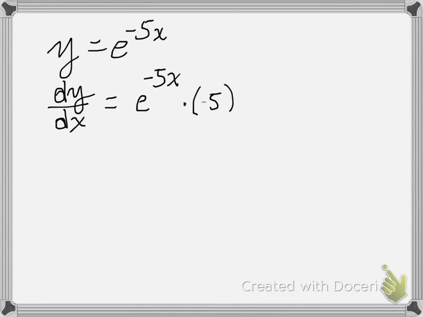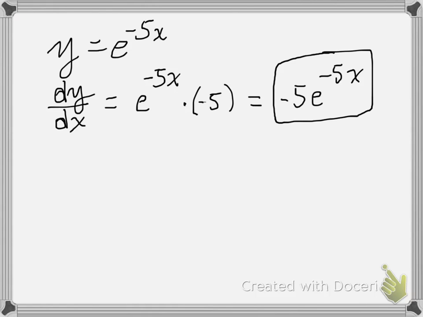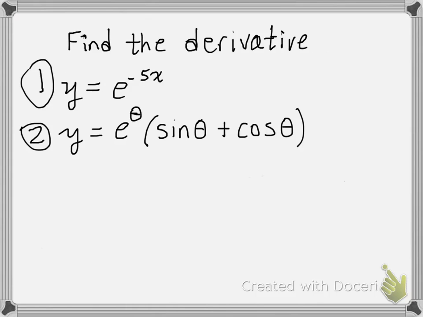Now all we got to do is just multiply. So negative 5 times e to the negative 5x, that would give me a negative 5e to the negative 5x. And that would be it. So this is a pretty easy one, right? But that's number one. Now let's look at number two.